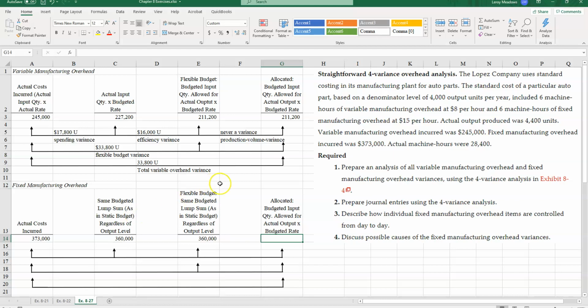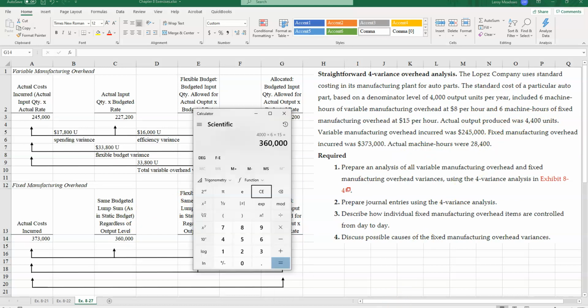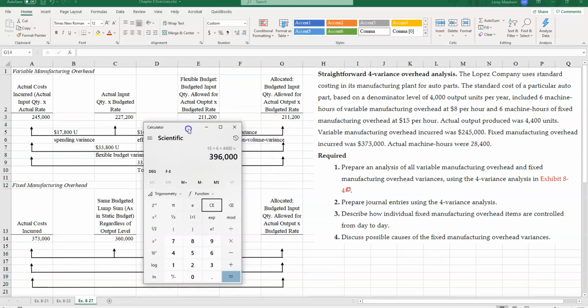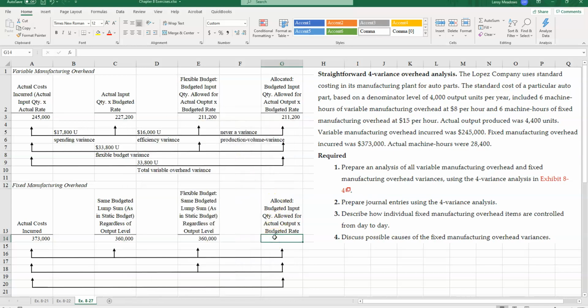So now let's take what we did and how much did we allocate? Well, I allocated $15 per machine hour, times 6 machine hours per unit, times the actual number of units produced, which was 4,400. And I should get an amount of $396,000, and I did that. So, $396,000.